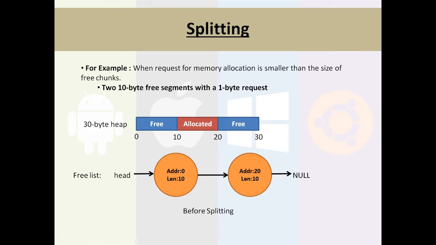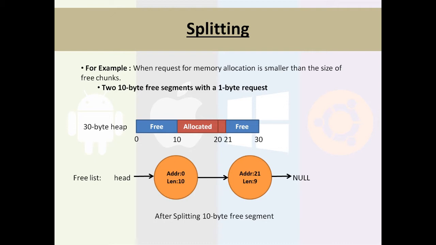So what does the free list look like for this, if this was our entire memory, or our entire heap in this case? Well, the head here points to the first address, which is 0, of the first free chunk. And this node in the list also indicates the length of that chunk, which is 10. Then it points to the next free chunk, which is at 20, and that is also of length 10. So this is what it would look like before splitting. And then after, obviously, we get our request. And now this is what it looks like after splitting.